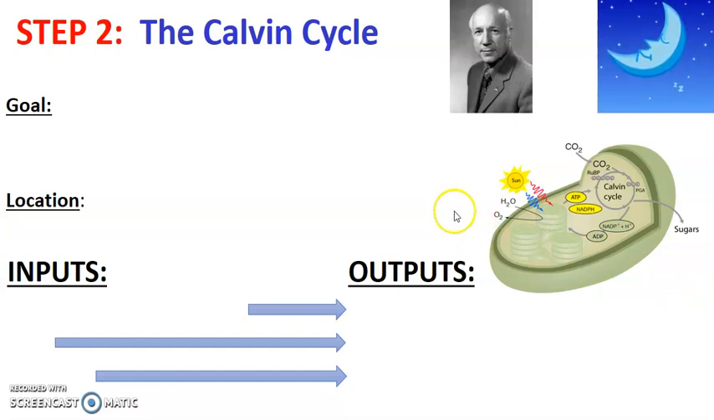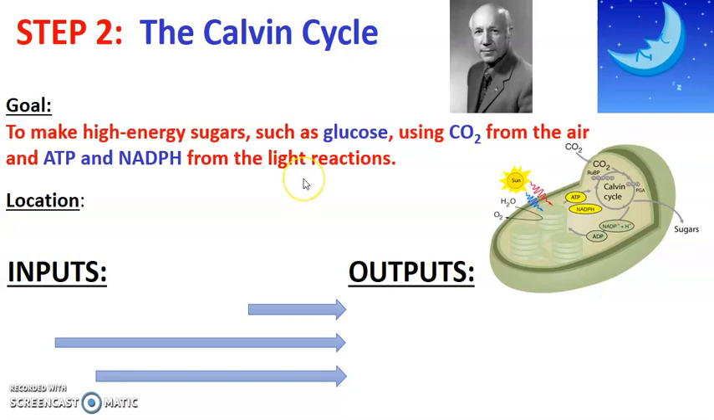Alright, so over here we have Dr. Melvin Calvin, who discovered the Calvin cycle and won the Nobel Prize for it. So our goal during this process is going to be to make high energy sugars such as glucose. When I say high energy sugars, we're going to see later on in cellular respiration in the mitochondria that we can break these sugars down to produce an exorbitant amount of ATP.